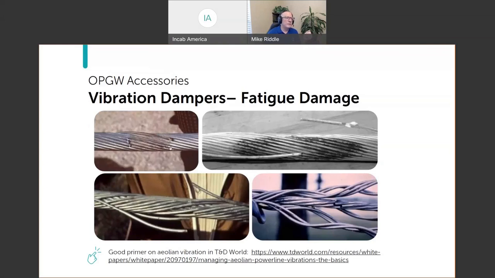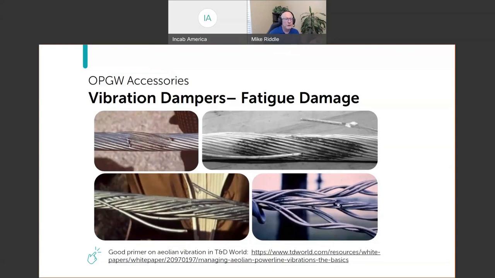Steel can endure much more bending fatigue than aluminum can. But in the real world, what happens is you have damage to the hardware, even damage to structures. So it doesn't really matter what cable type it is. These are good guidelines to use.